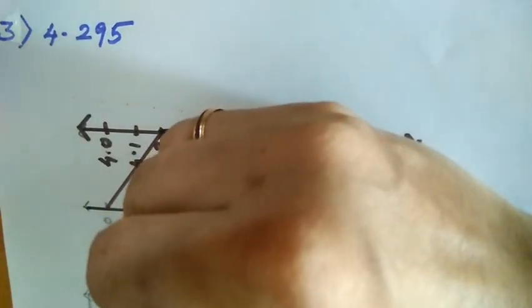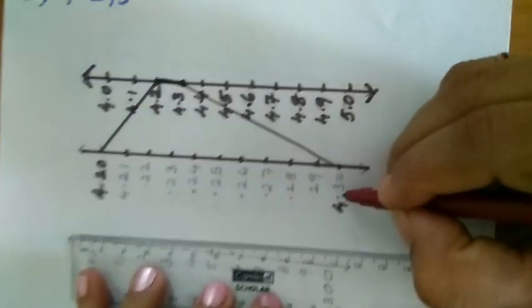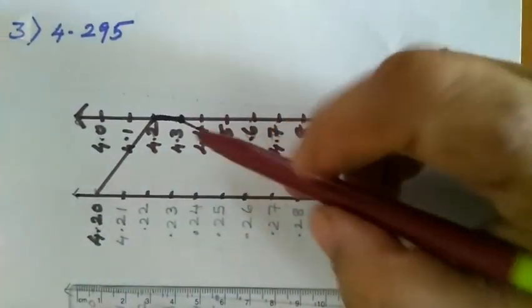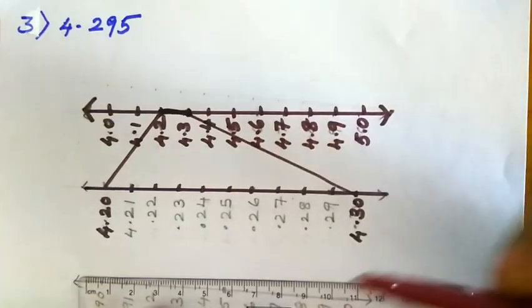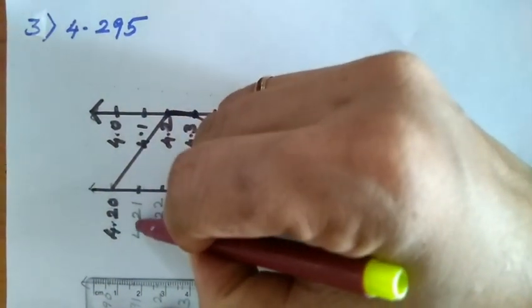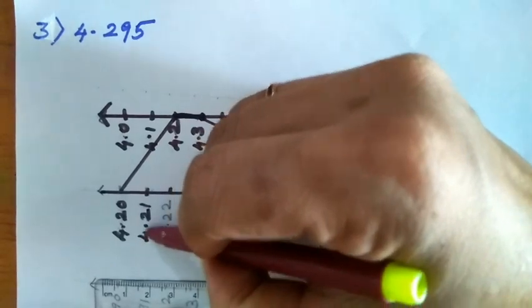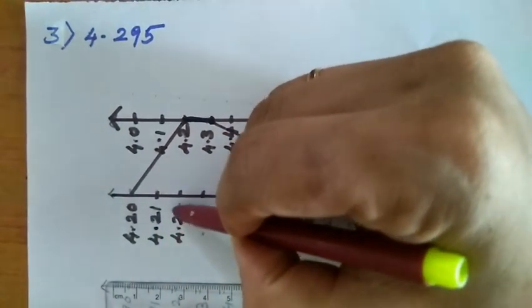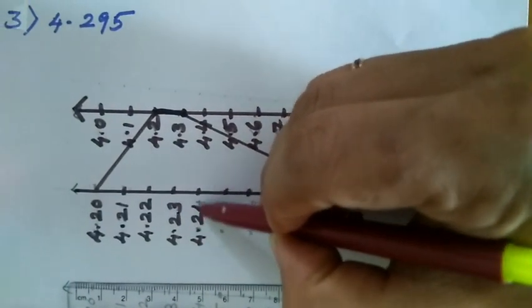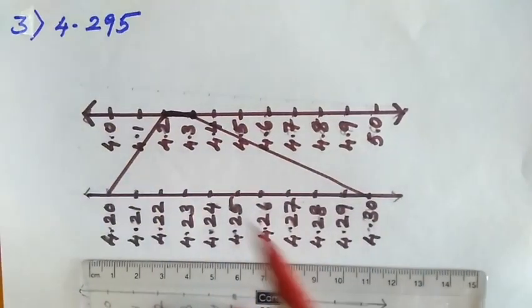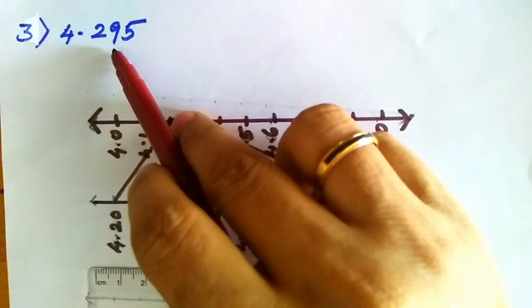So I am writing here the first number is 4.20, then 4.30. So first it was single decimal, now it is double, that is 2 digits. If it is 20, the next will be 21, that is 4.21. Continue like this. So the second digit is 4.29.